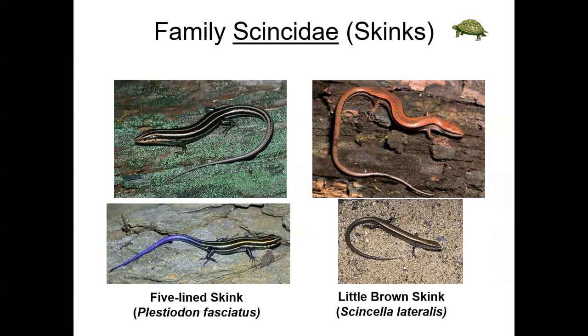And we actually have 3 species of skinks. The five-line skink that you see on the slide, the little brown skink that's probably the size of a number 2 pencil, but only as long as your pinky finger. It really is a little brown skink. And we also have a broadhead skink that looks very similar to the five-line skink.